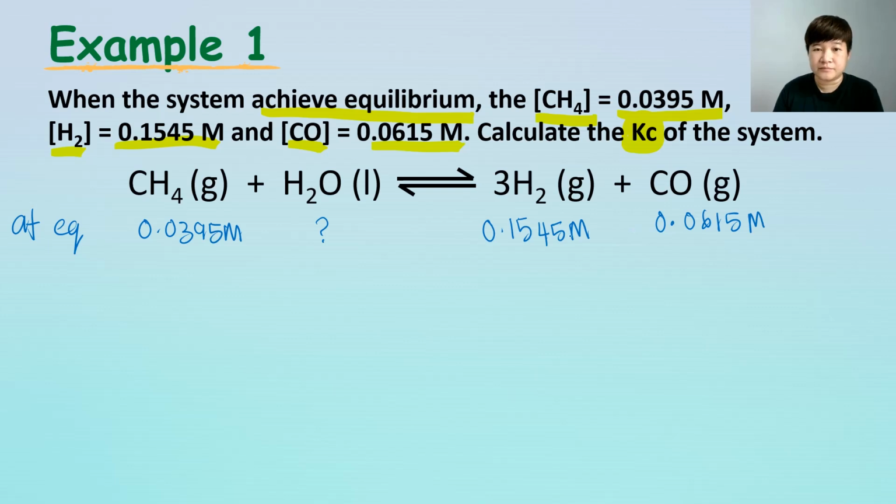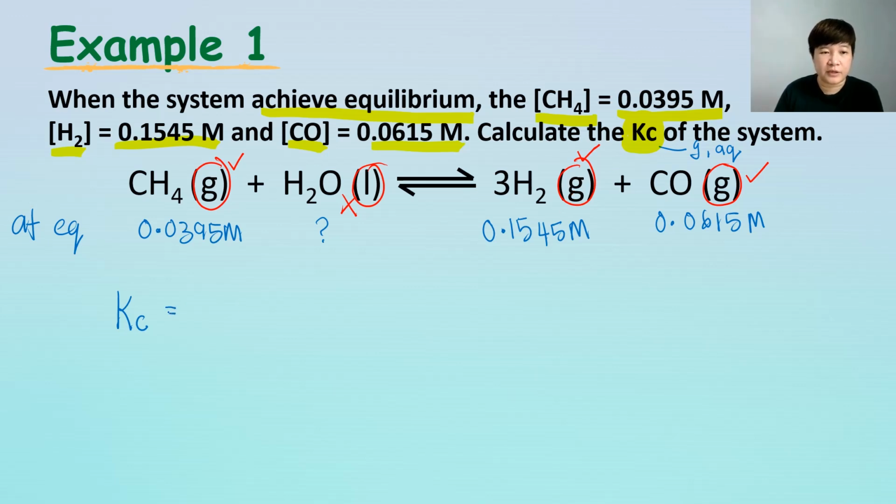0.0615 molar. And since the question is asking for Kc, bear that in mind, Kc, we only take count of gases and aqueous. So check the physical state. I have gas, so we will take it. I have liquid, so we will ignore it. I have gas, therefore we will take it. I have gas and we will take it. So we will ignore the water over here because water is liquid, where the concentration is constant. So for this Kc, we will only take count of the 2 products and 1 reactant.